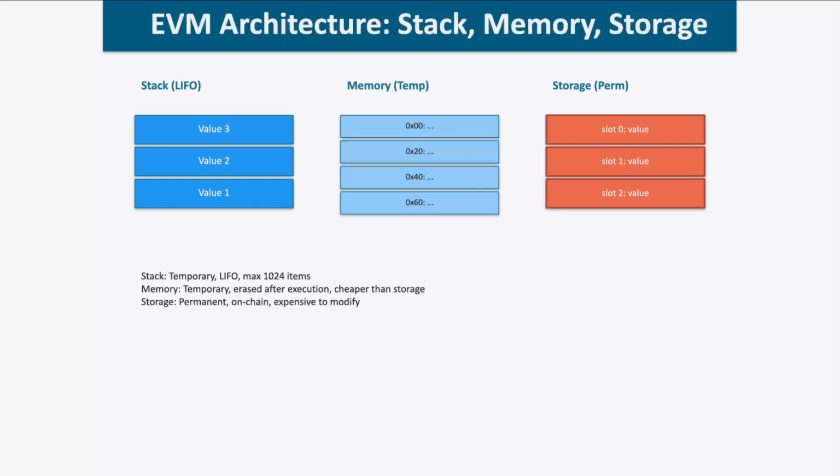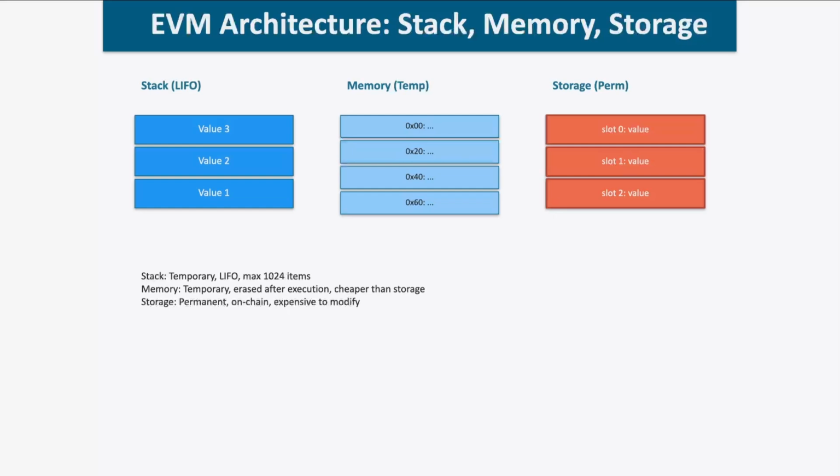First, we have the stack. Picture a stack of plates. You can put a plate on top. You can take the plate off the top, but you can't pull one from the middle. That would crash the whole stack. The EVM stack works exactly like this. It's what they call LIFO, last in, first out. The maximum depth is 1024 items. Each item is a 256-bit word. That's 32 bytes of data. Most EVM operations work by popping values off the stack and pushing results back on.